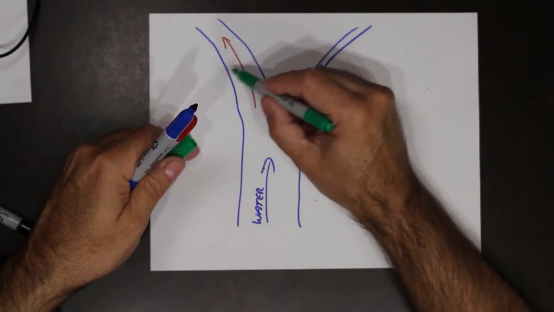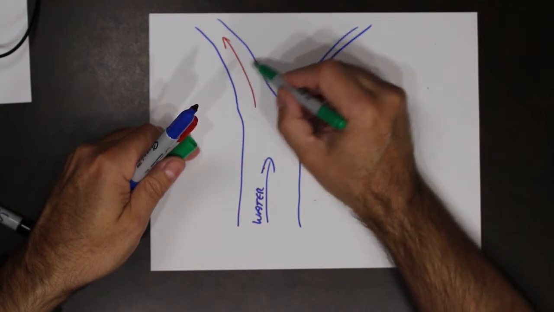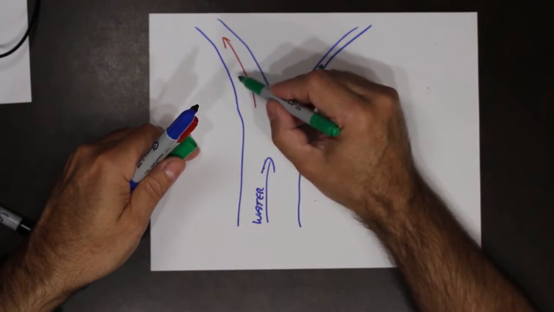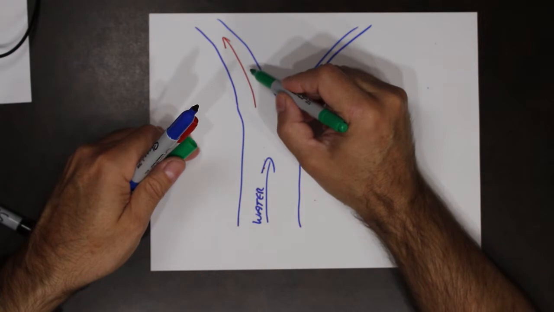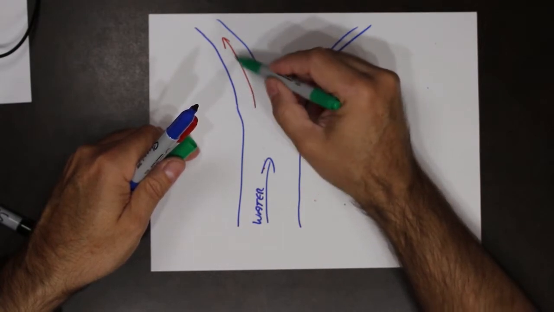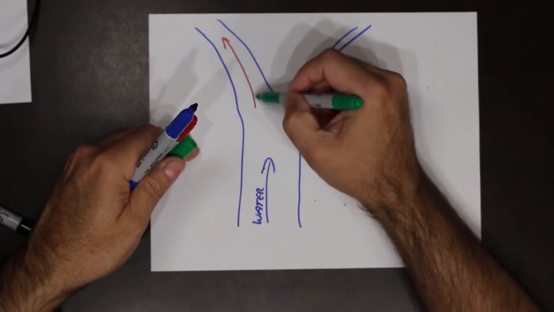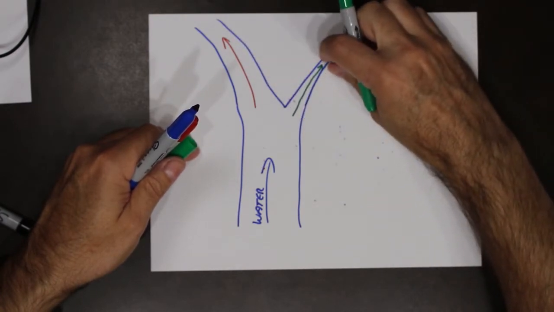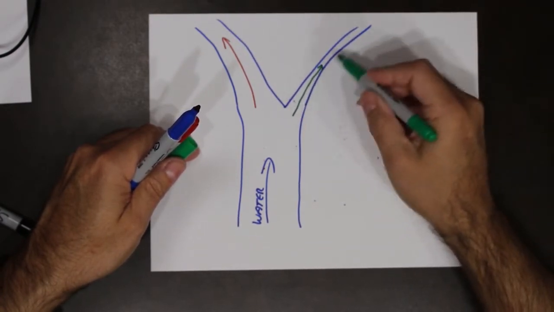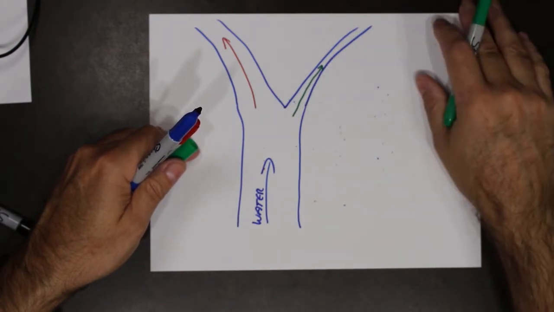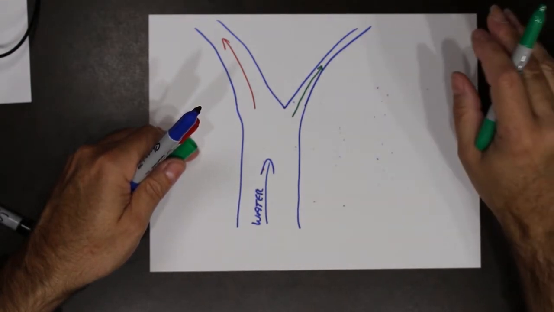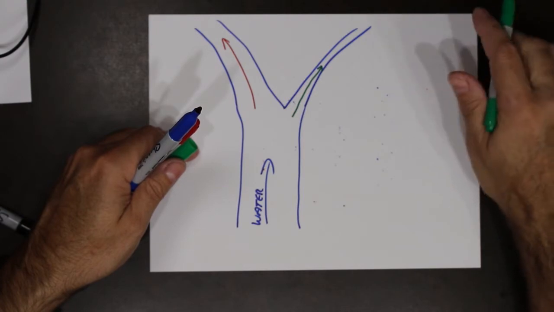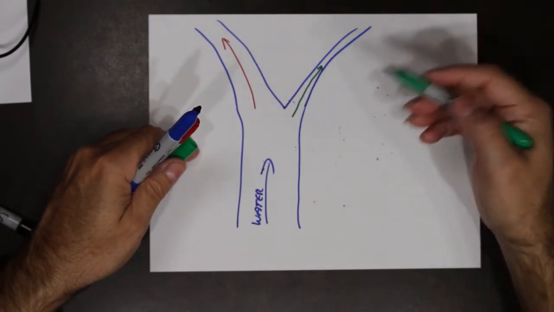So the width of the path is the restriction for current. So less restriction, more of the current goes that way. More of a restriction, less of that water goes that way. So think about it when we're talking about current. Okay? Water, current.